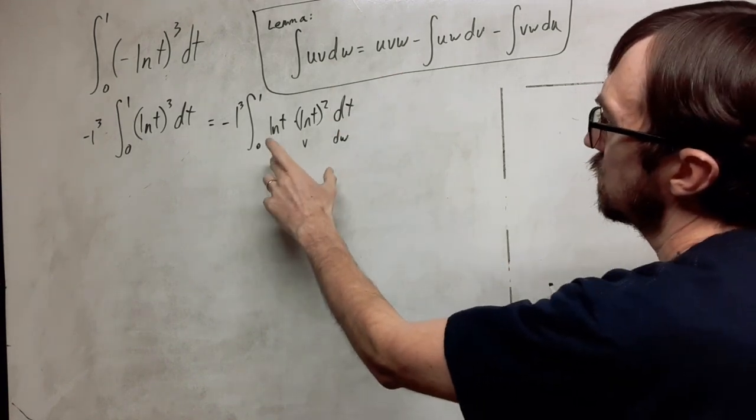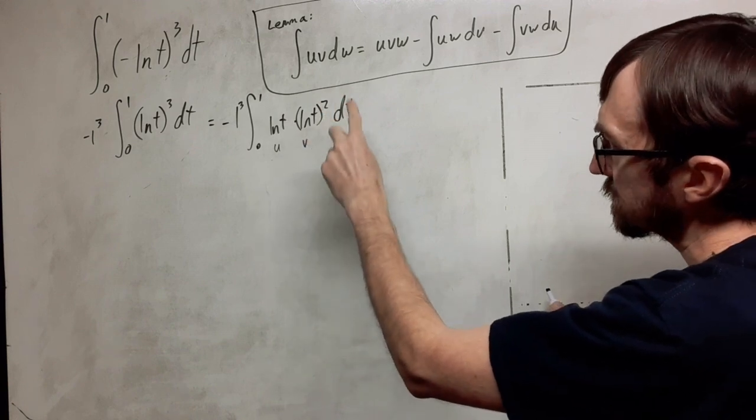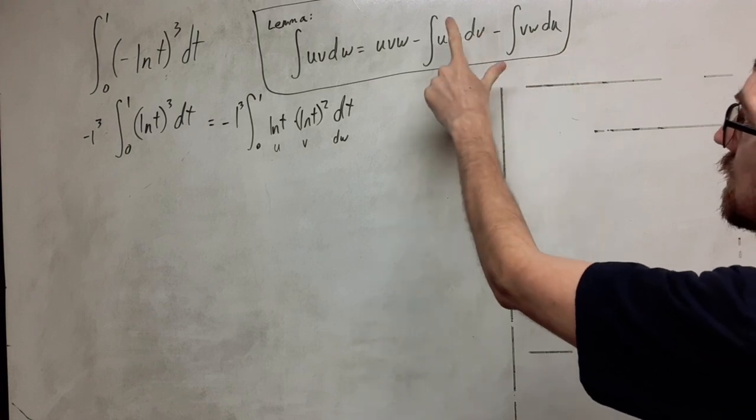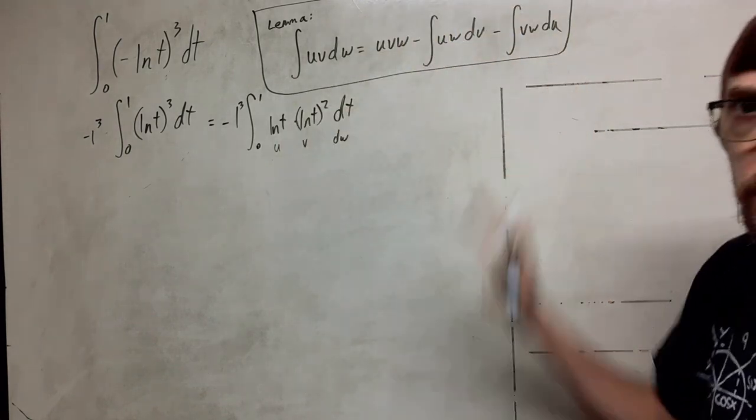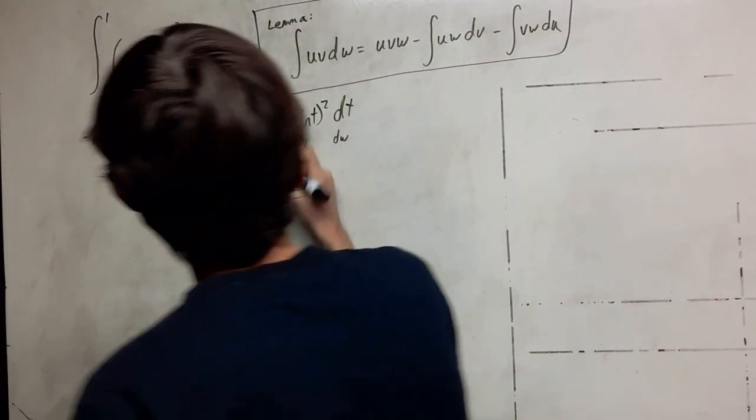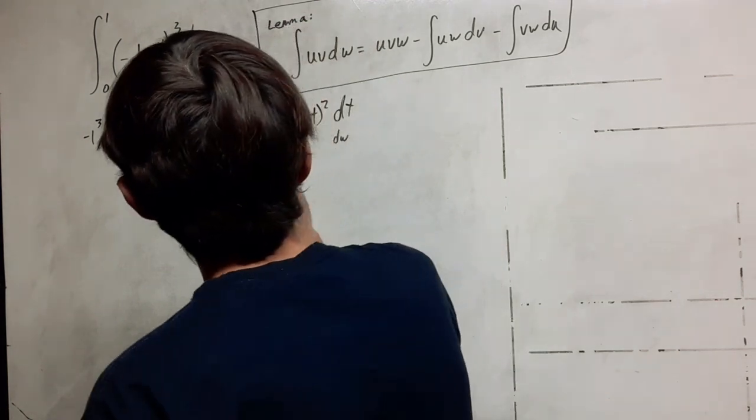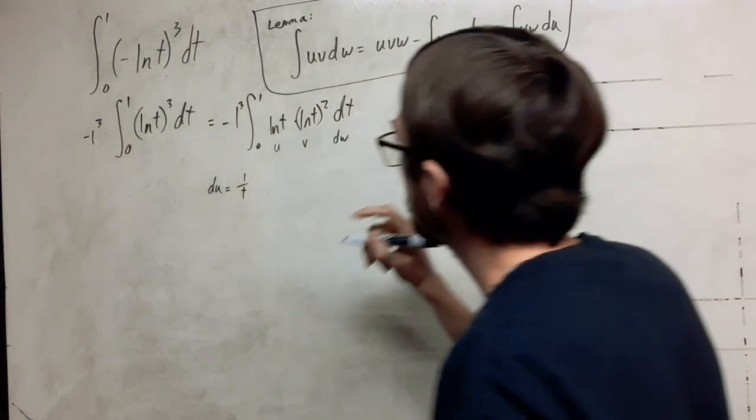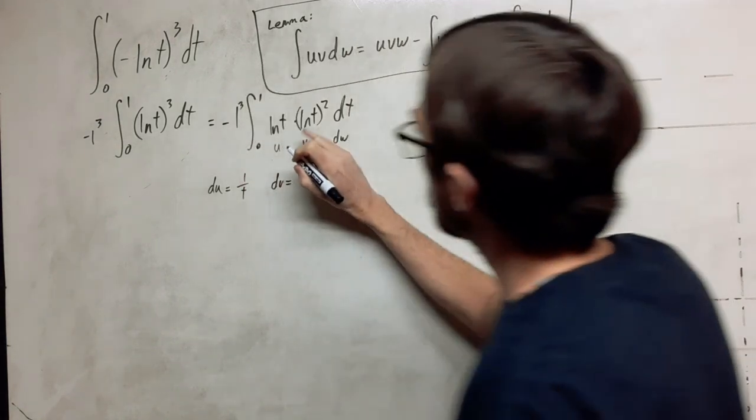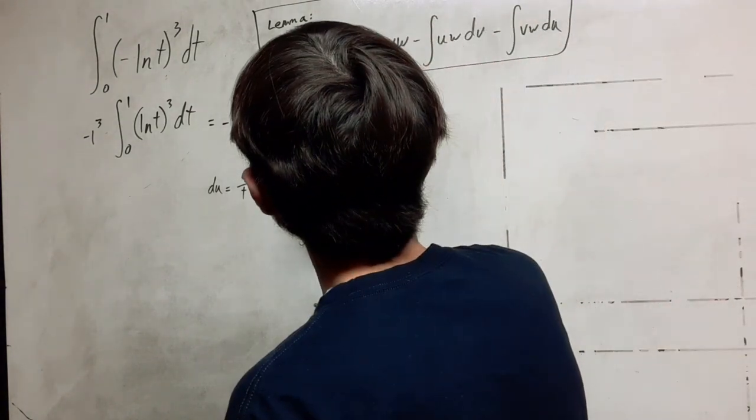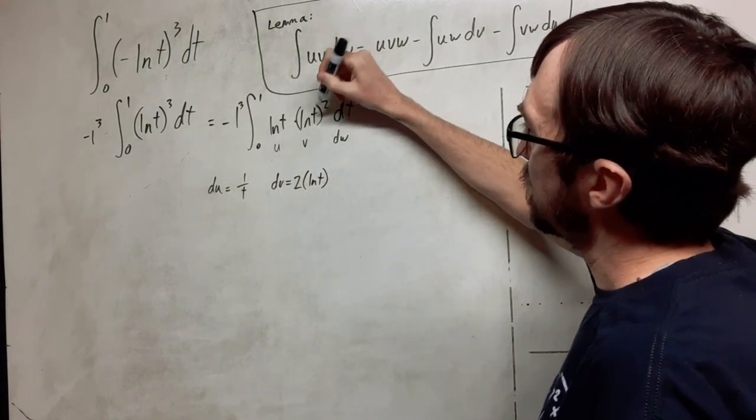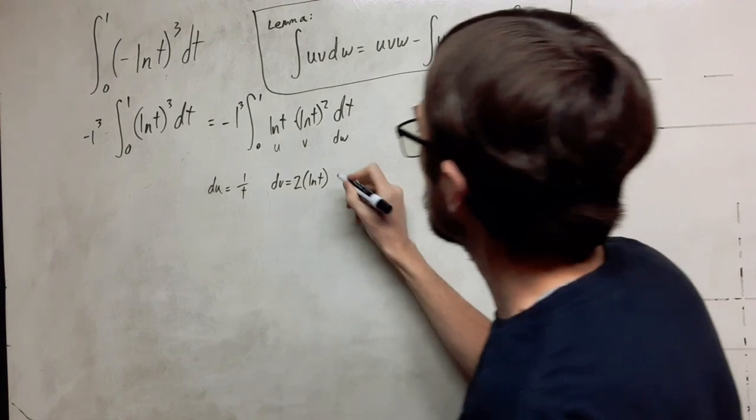So then I'm going to take the derivative of each of these and integrate this so that I know what my du, my dv, and my w is to plug into this. As we take the derivative of the log of t, I end up with 1 over t. And then looking over here, take the derivative of log t squared. This is 2 times the log of t. And then we have to multiply by the derivative of the inside, which was just this first one.